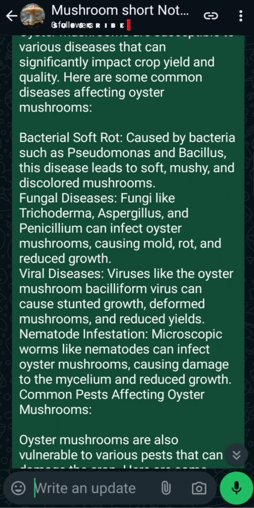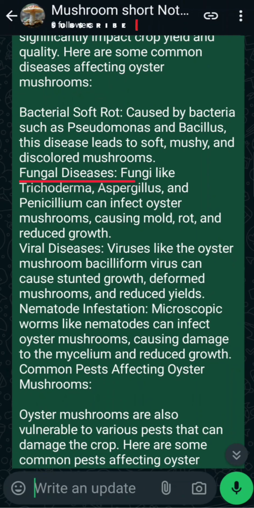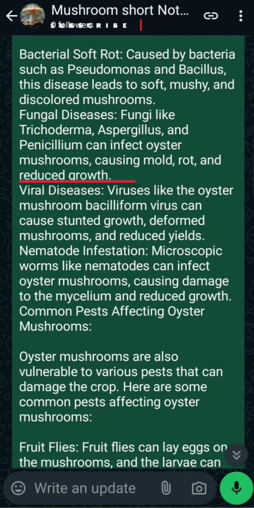This disease leads to soft, mushy, and discolored mushrooms. Fungal diseases: fungi like Trichoderma, Aspergillus, and Penicillium can infect oyster mushrooms, causing mold, rot, and reduced growth. Viral diseases: viruses like the oyster mushroom bacilliform virus can cause stunted growth, deformed mushrooms, and reduced yields.